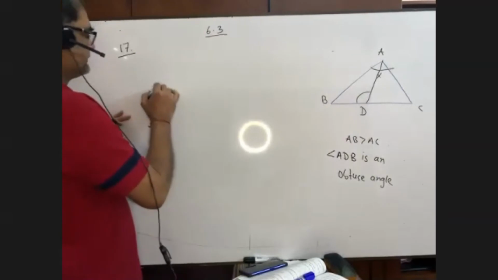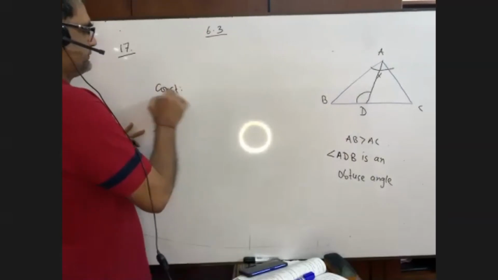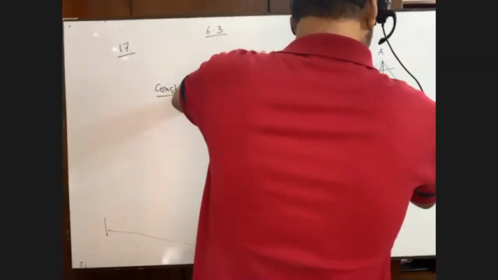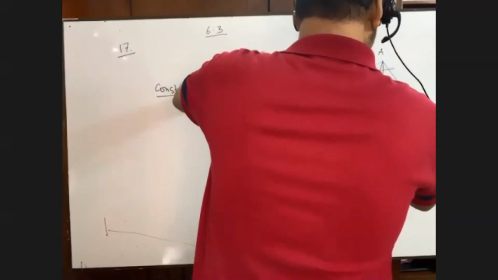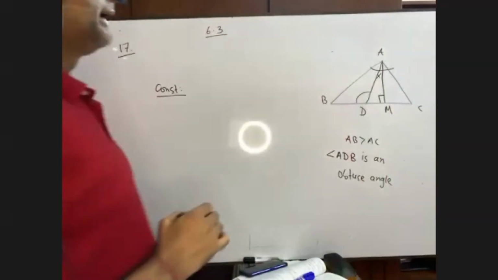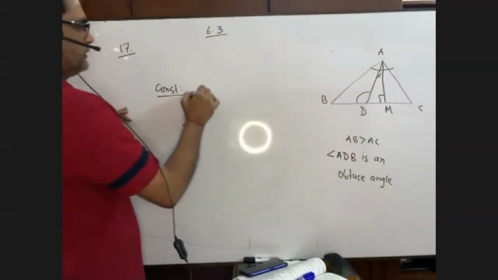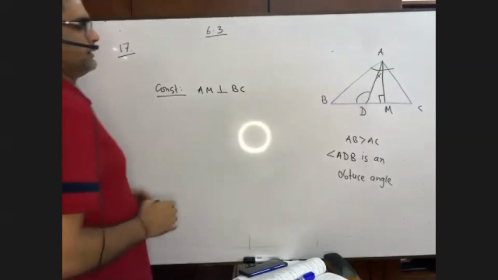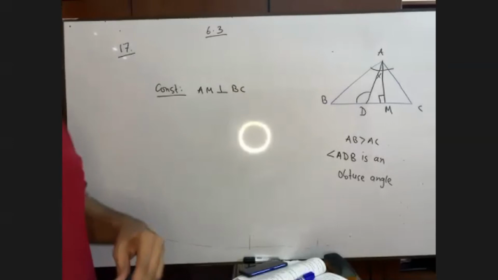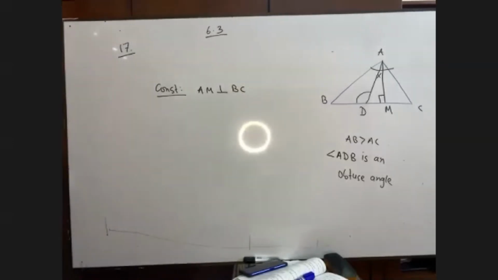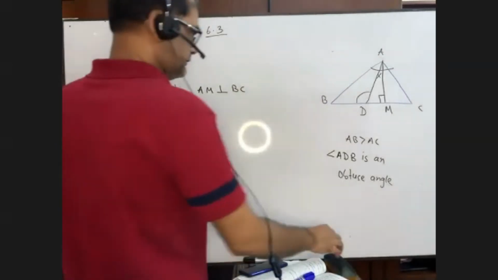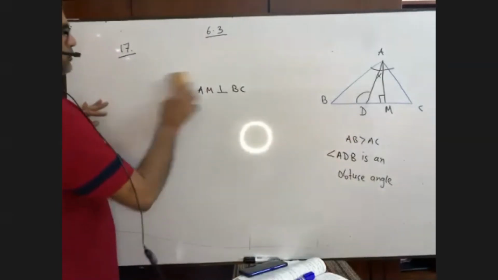Construction. We draw AM perpendicular to BC. AM perpendicular to BC. Have you seen? Yes, sir. Okay, now proof.